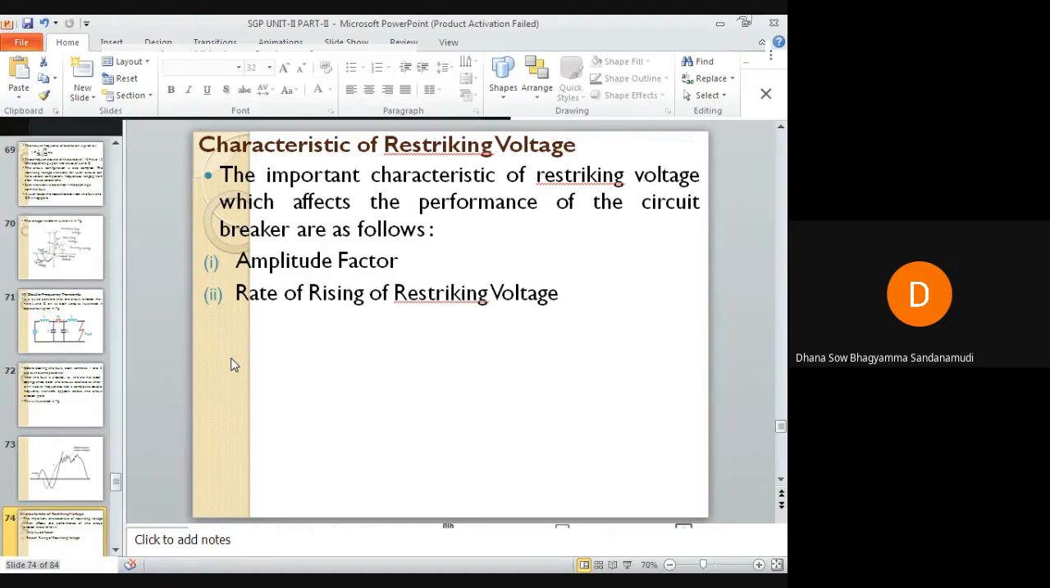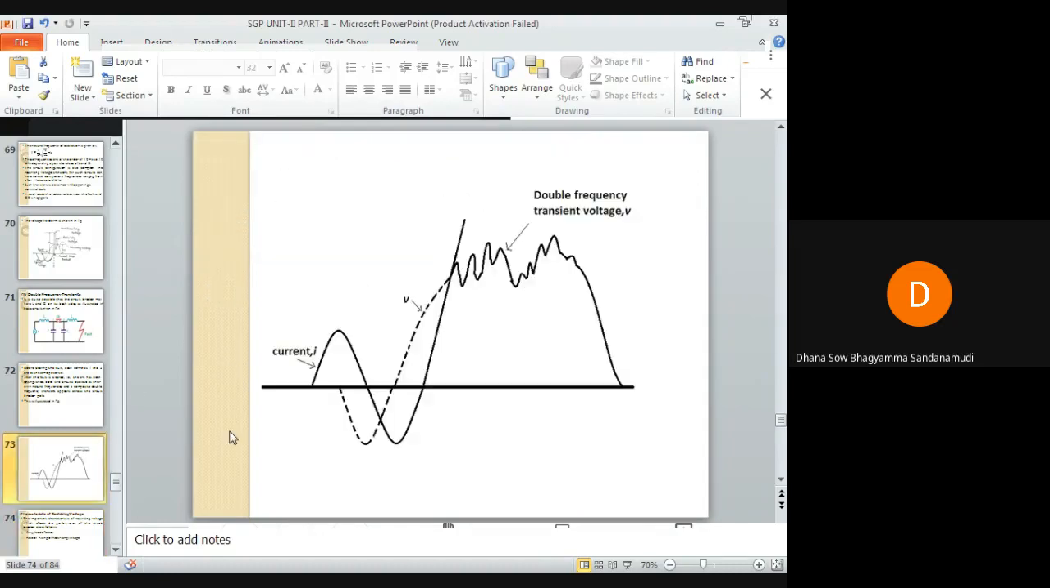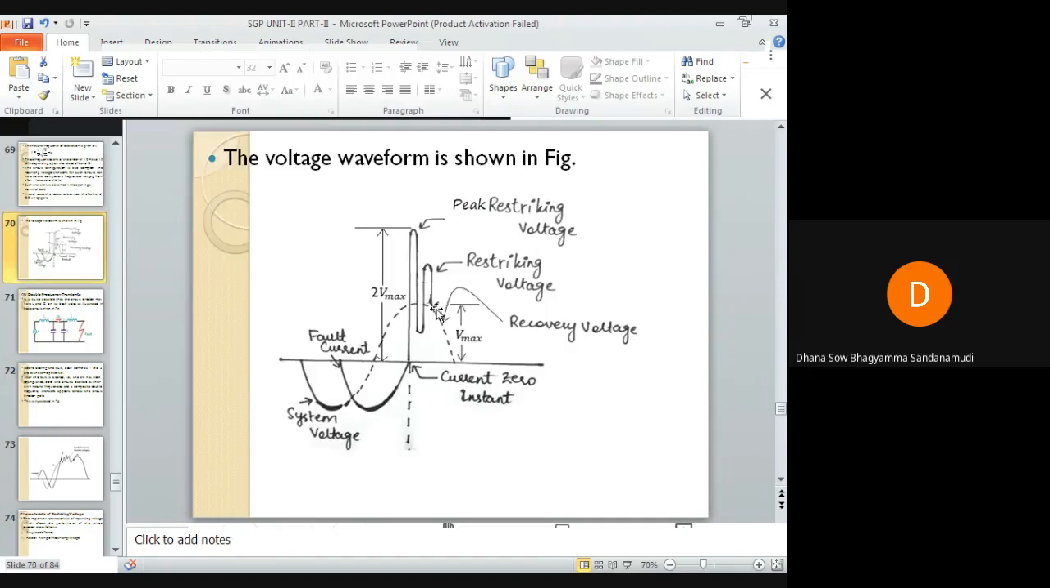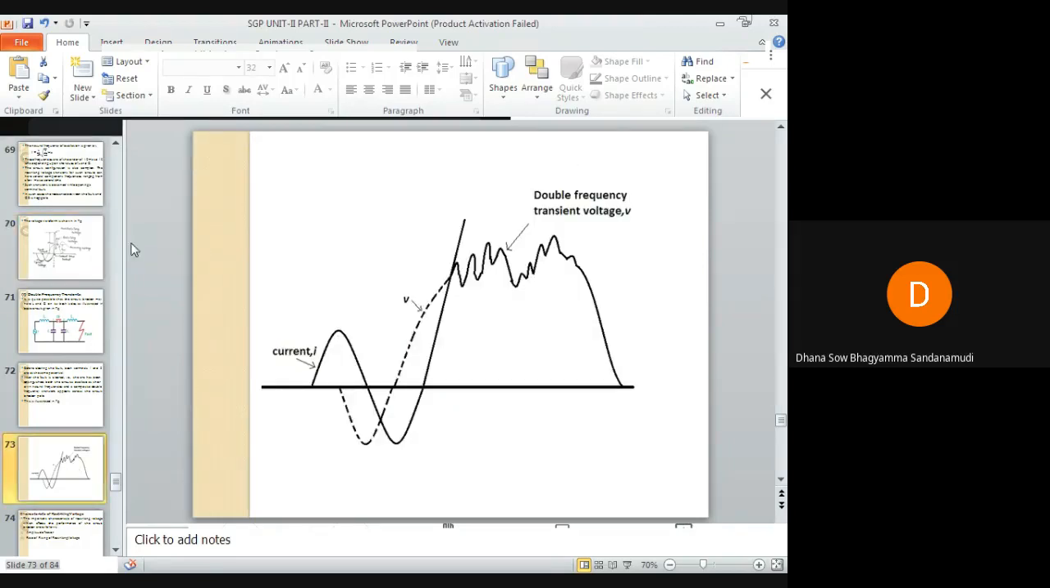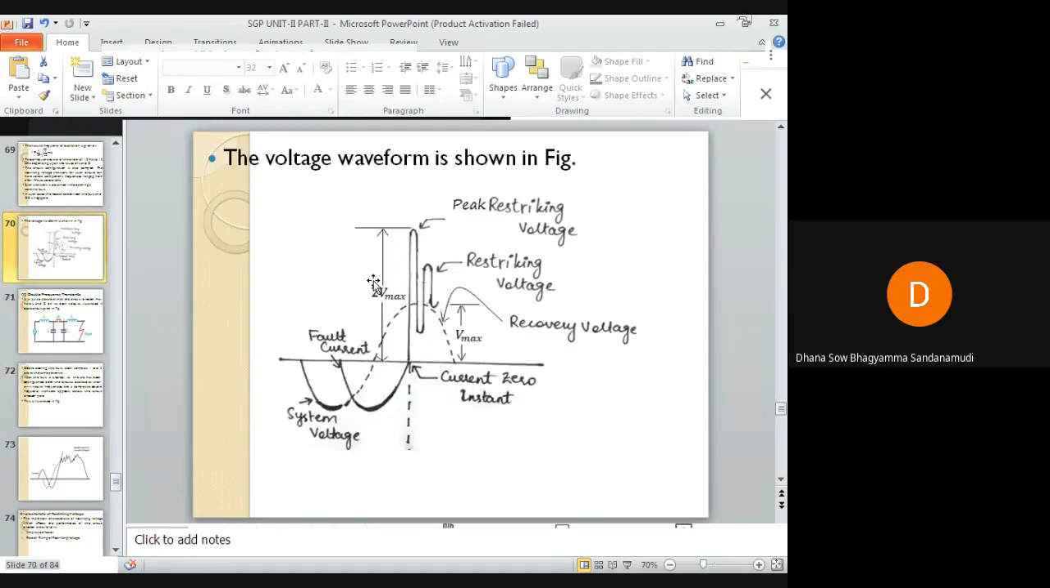So it is the ratio of the peak of the transient voltage. If you see here, just now you have seen this waveform with double frequency. Forget about double, let us go to the single frequency oscillatory transient. Why am I going to single frequency? Because in the double frequency, two peaks will be there. In order to explain the concept, I am taking the single frequency transient. You can see that this is the peak of the transient voltage, isn't it? This is the peak of the transient.